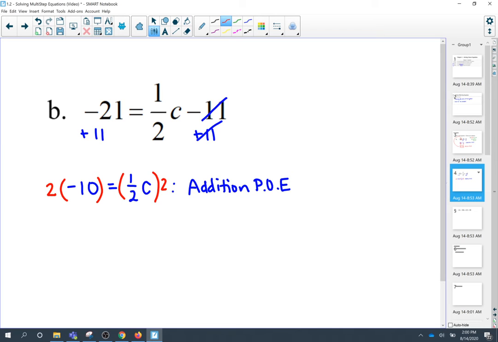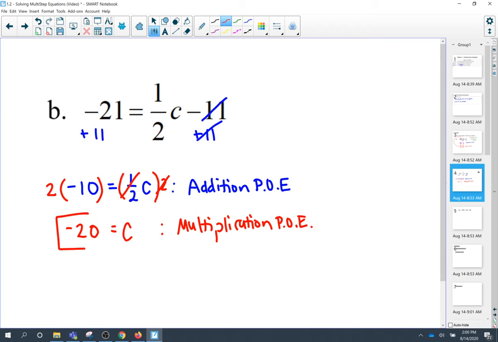Now I want you to think about this. If you take 1/2 times 2, or you take 1/2 of 2, what's 1/2 of 2? Well, that's just 1. So really, these are going to cancel and go to 1, and you're just going to have 1c. On the left, 2 times negative 10 is negative 20. Justification: we multiplied by 2, so multiplication property of equality. C is by himself. This should be our solution.